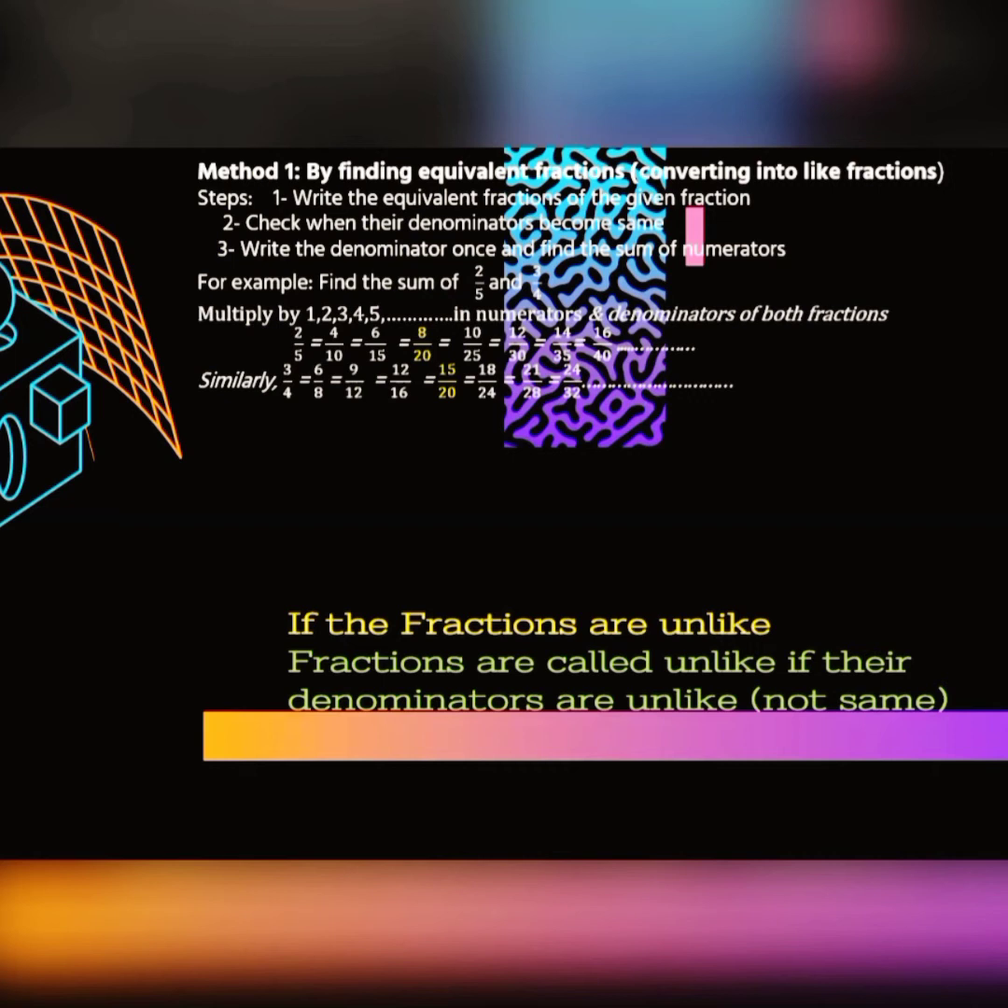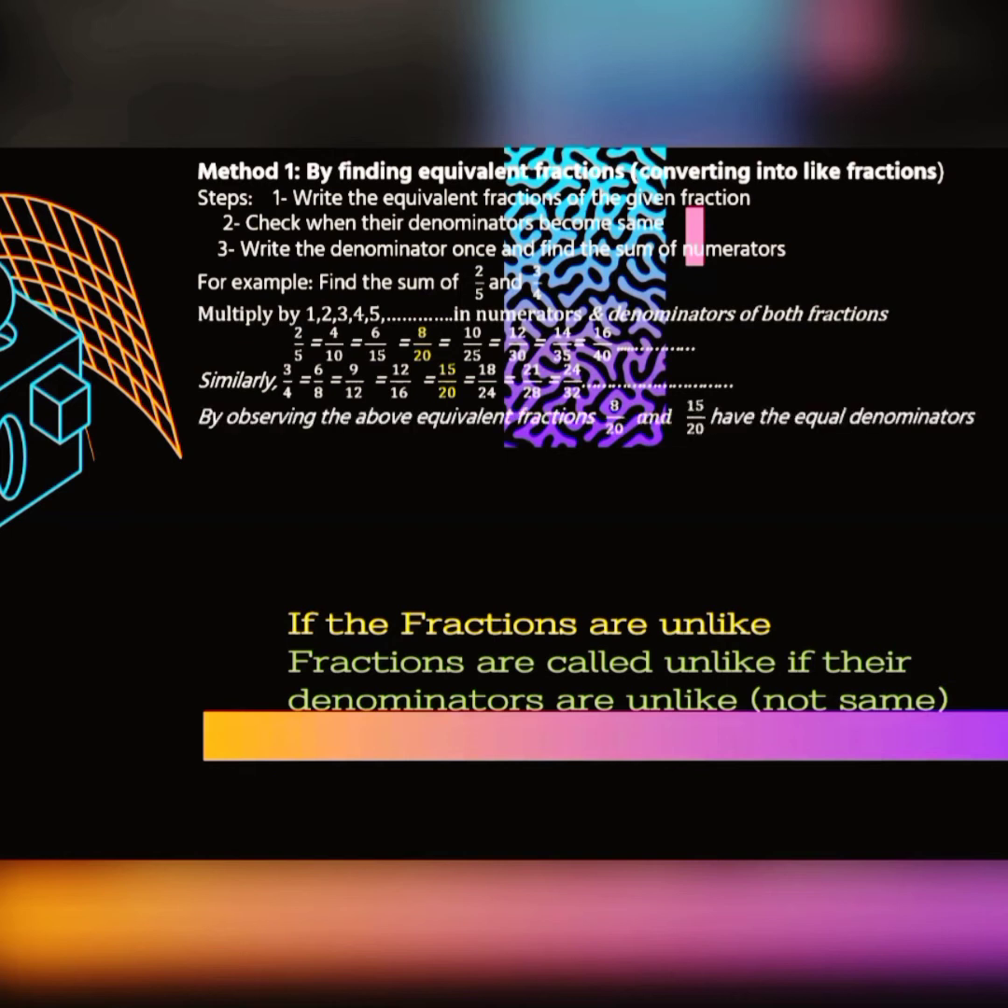Now you can check in these two fractions, 8 upon 20 and 15 upon 20 are like fractions because their denominators are the same. So 8 upon 20 is equivalent to 2 upon 5 and 15 upon 20 is the equivalent fraction of 3 upon 4. Got it? So these two fractions have the same denominator. So these are like fractions.